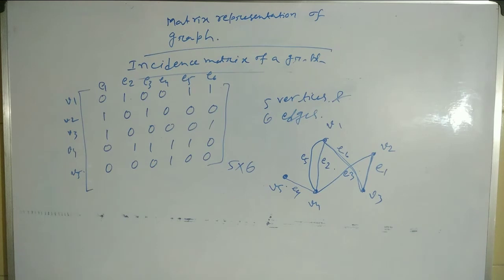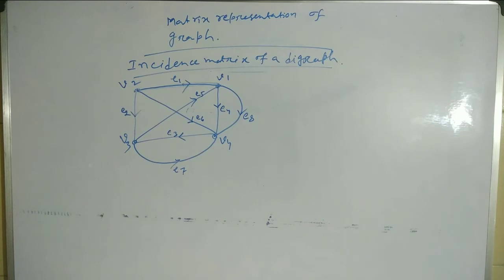Okay. Now I will show you, if the graph is a digraph, then what is the difference in the incidence matrix? Now see that I have taken a digraph. The edges are directed in some certain ways. Now we will draw an incidence matrix for this digraph.